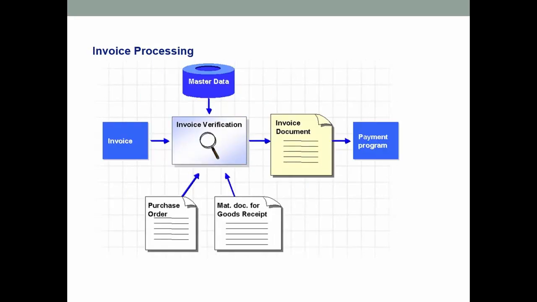You have invoicing processing information. So once an invoice is created, the master data comes into that. So we know who's associated with that particular invoice, what vendor, and so on. The information can be taken from the purchase order and or the goods receipt information. It creates an invoice document and the payment program pays out the appropriate person.